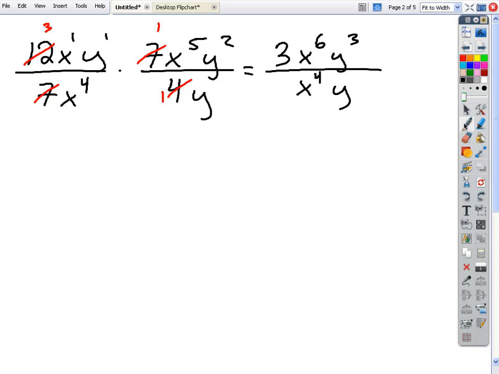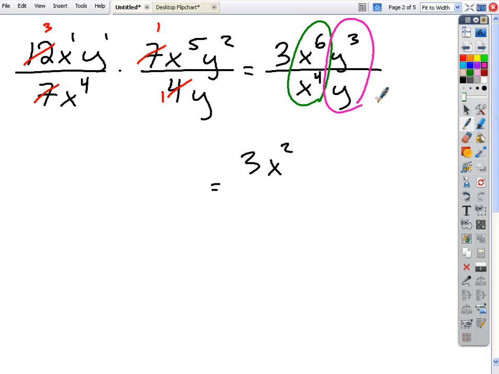And what can I do here? Now, notice that I can line up the numbers and the x's and the y's. I can line up all the like bases. So when I line up the x's, for example, what is x to the 6th over x to the 4th? What do I do when I divide like bases? Subtract, yeah. So we're going to end up with, I've still got my 3. X to the 6th over x to the 4th is x to the 6 minus 4. So x squared. And then what about the y's?